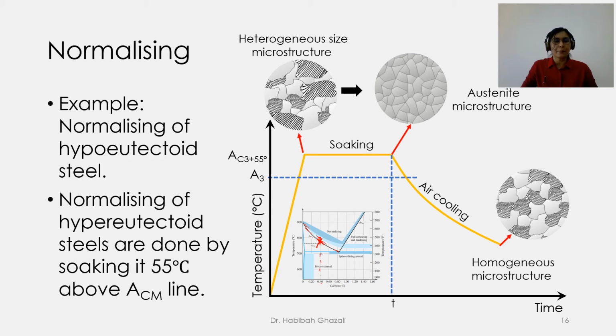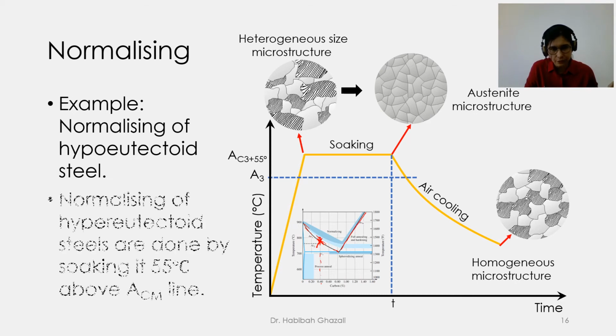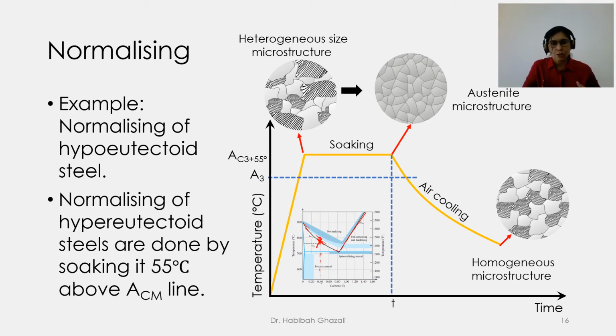And for hypereutectoid steel, what we need to do is to heat up above this line, 55 degrees above this line. So you will transform all the cementite and ferrite for hypereutectoid steel if you heat them up above this line here. So different composition, you will need to heat it up at different temperature.